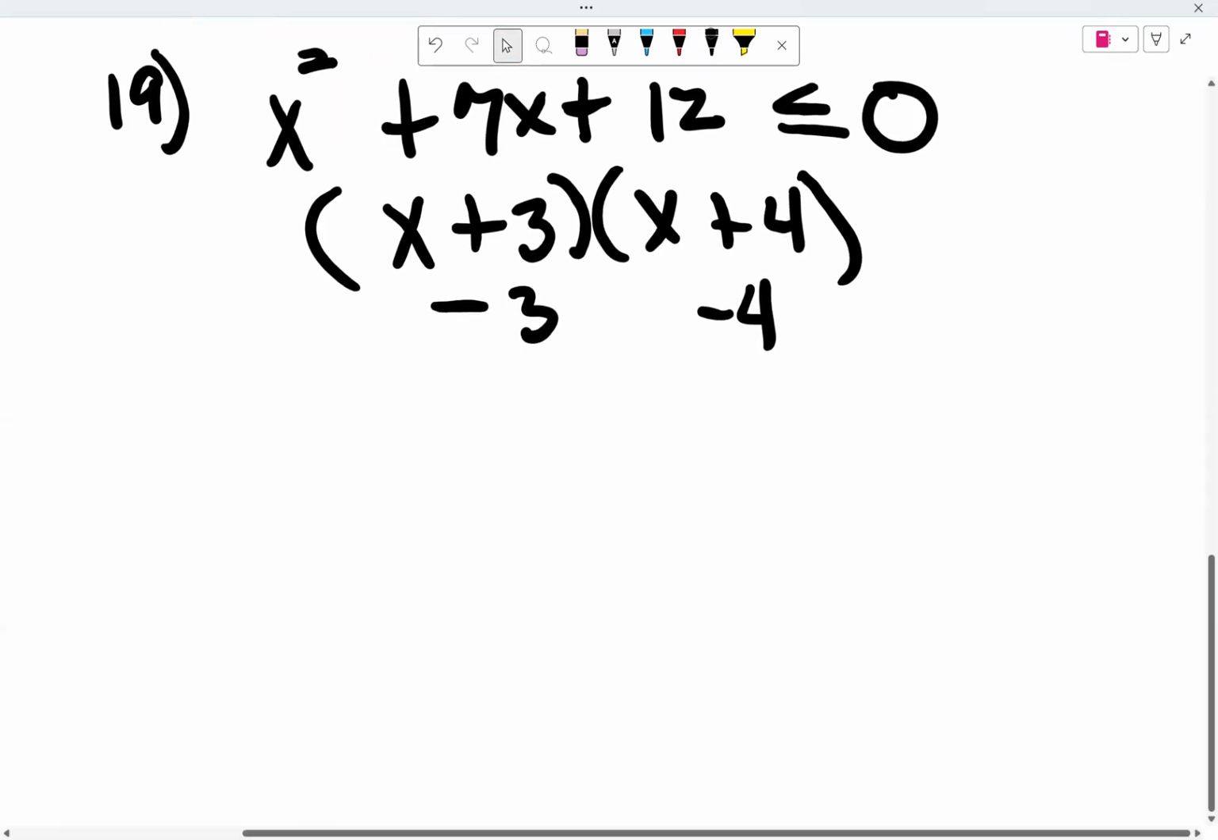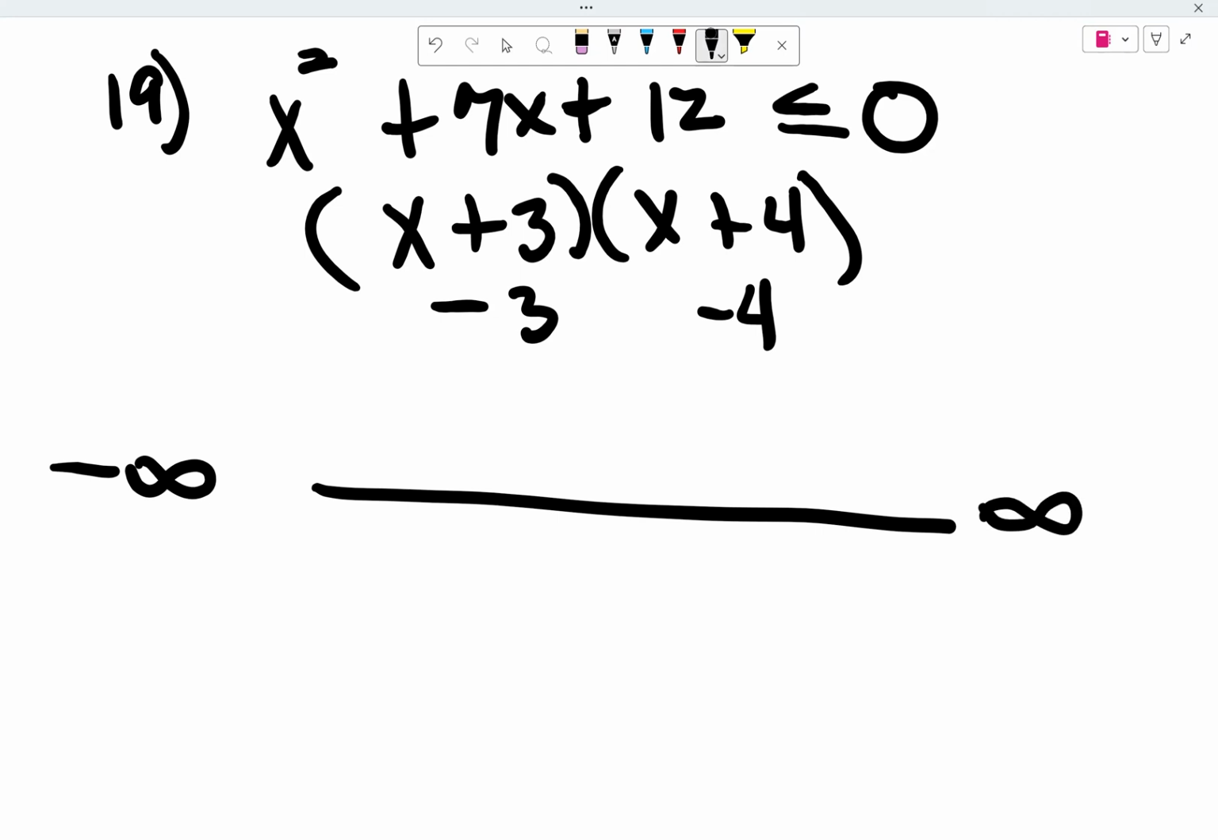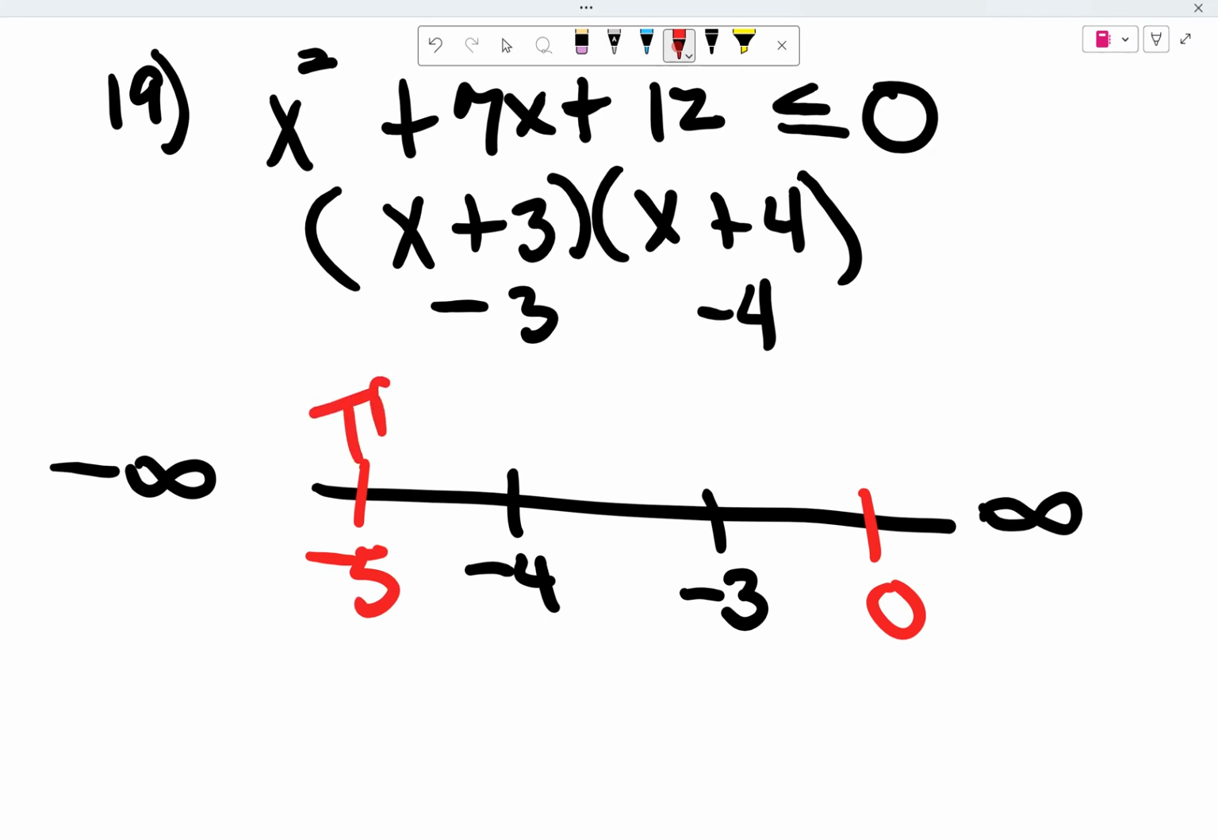So on these questions, I always want to draw a number line. This is negative infinity. This is positive infinity. Here's negative 4. Here's negative 3. And just remember your test points now. I have a 0 here. I like that. I have a negative 5 here. I like that. These are my two test points on the extremes. And I have a test point here, which is negative 3.5.